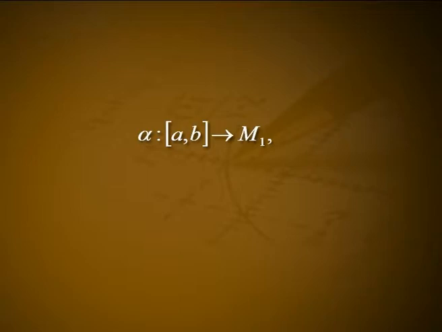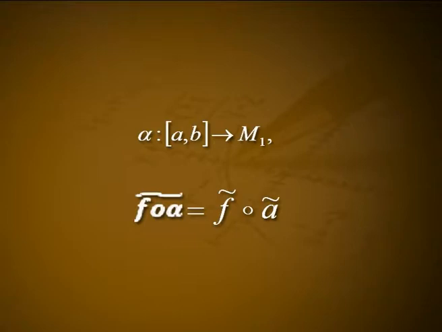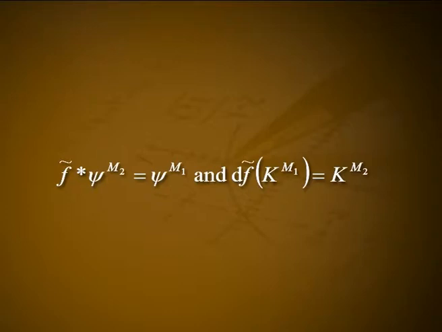Fourth one, f preserves parallel translation, that is if alpha is a map from the closed interval [a,b] to M1, then the horizontal lift of f composite alpha through f of alpha of a, df of v, is given by f composite alpha tilde, which is equal to f tilde composite alpha tilde, where alpha tilde is the horizontal lift of alpha through alpha of a, v. The reason is that f tilde star psi^m2 is equal to psi^m1 and df tilde k^m1 is equal to k^m2. Fifth one, f maps geodesics into geodesics. For alpha is a geodesic if and only if alpha dot is parallel along alpha.